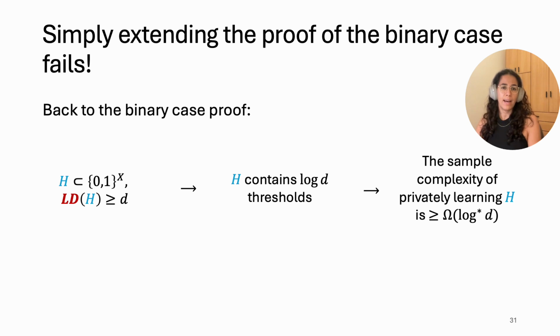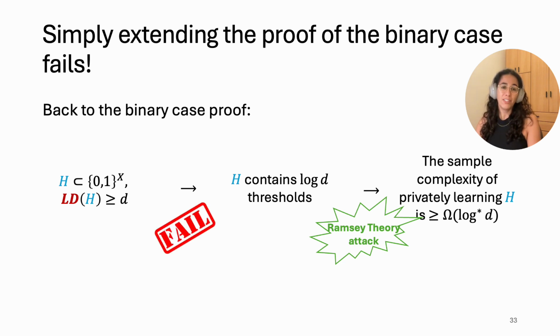The proof starts by taking a binary total class with Littlestone dimension at least d. The first step is basically a reduction to one-dimensional thresholds. If the Littlestone dimension is at least d, then there is a large number, as a function of d, of thresholds embedded in H. Then the second step is applying a Ramsey theory type attack on privacy and deducing a lower bound on the sample complexity of private learners for H. This lower bound tends to infinity as d tends to infinity, which completes the proof.